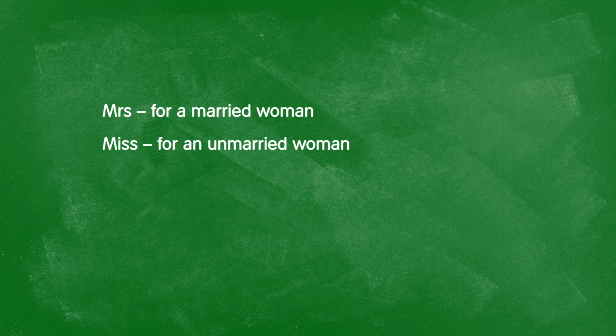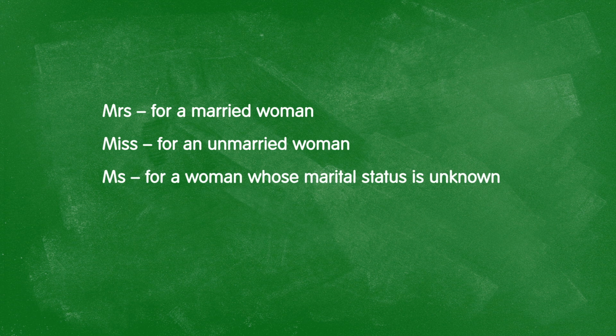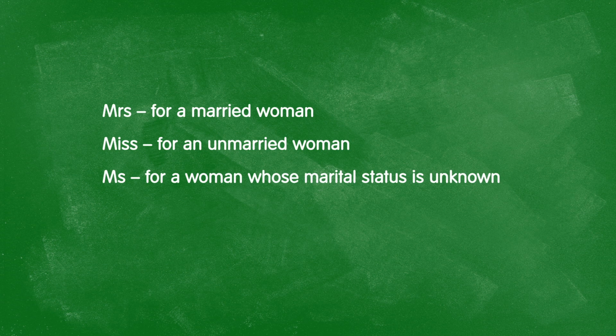However, it's not really appropriate in a formal situation or in a business scenario. And finally, we have Ms. This is the abbreviated form of the last example, Miss. However, it looks much more professional, and it is much more professional and formal. And this is also the form we use for a woman whose marital status is unknown. If we do not know whether or not she is married, we simply assume that she is not.